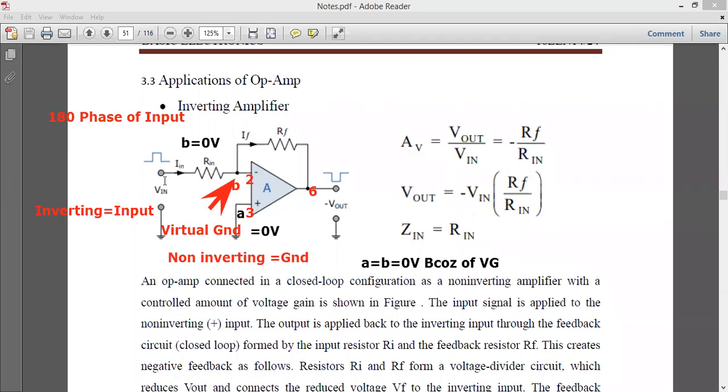Okay, now what input have I applied? I have applied a square wave pulse. Even if you apply a sine wave it will work, no problem. You can give a triangular wave also, no issues. Whatever input you give, you will see its reflection, it will come out inverted.